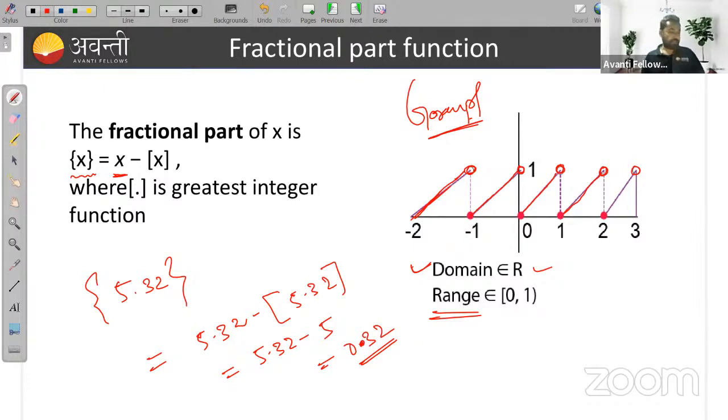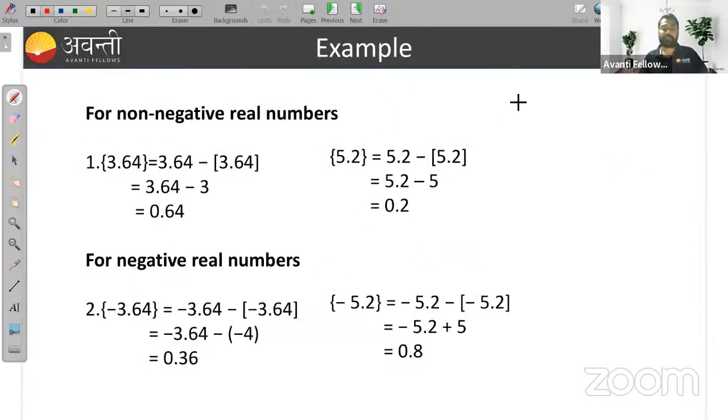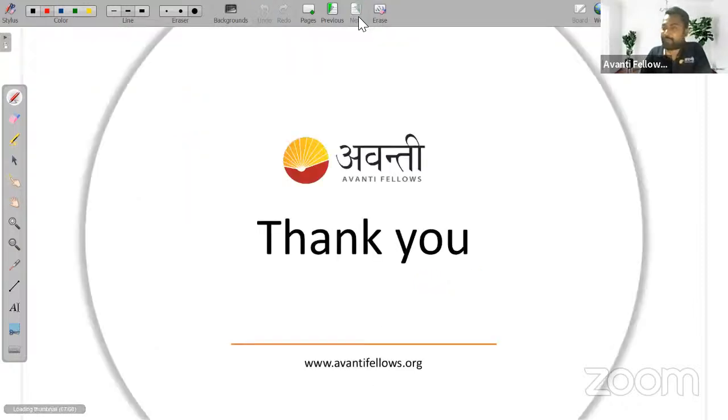Okay, this is actually the role of my fractional part function, and these are some examples you can check. x minus the greatest integer of x. This is my x, this is my greatest integer of x, and x here is minus 5.2. Okay guys, okay, next, thank you all.